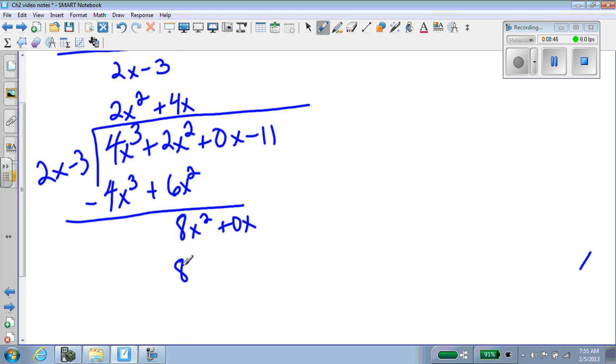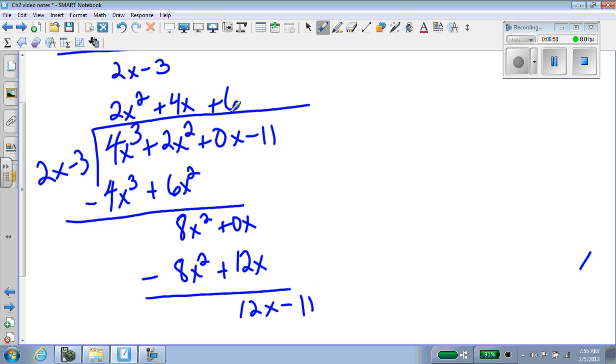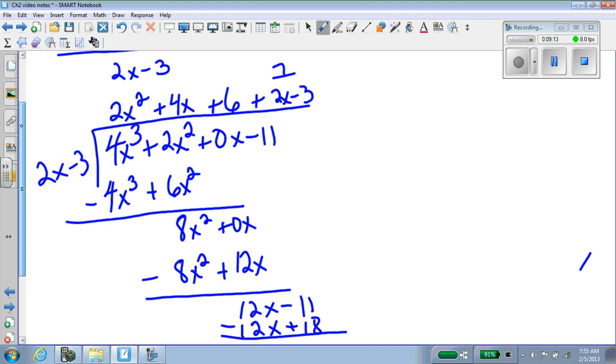I'm going to get 8x squared minus 12x. Draw a line and subtract. So I'm going to get 12x minus 11, so plus 6. 12x minus 18. Draw a line and subtract. I'm going to get a remainder of 7 over 2x minus 3. Okay, so that would be doing it legally.